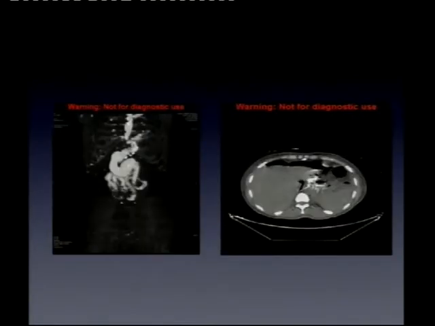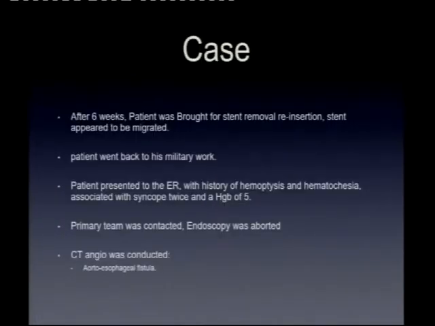Those are pictures showing the site of the leak at the gastroesophageal junction. Six weeks later, the patient came back to our hospital just to remove and reinsert another stent. At that time, the stent had already migrated, and then he went back to his daily life.